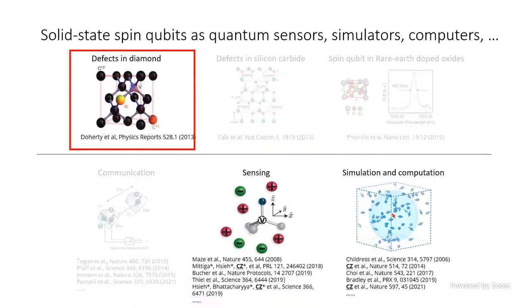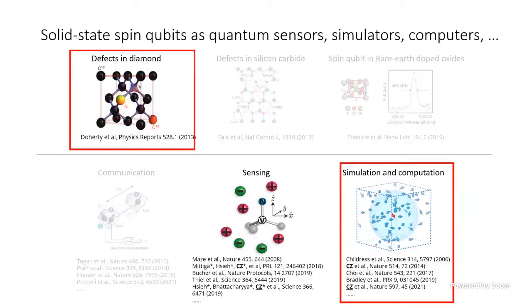In this talk, I will mainly focus on the nitrogen vacancy center in diamond. My group is interested in exploring this for quantum sensing and also quantum simulation and computation, or studying many body dynamics. In this talk, I will mainly focus on this part, and we're trying to use them to study quantum dynamics.